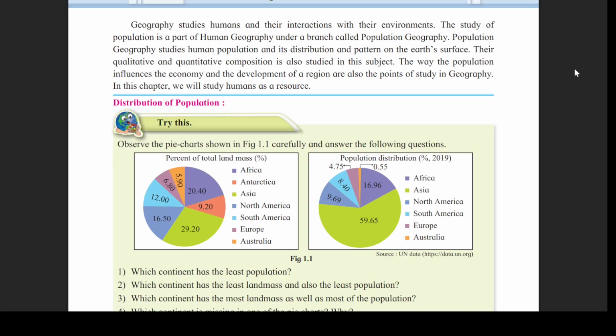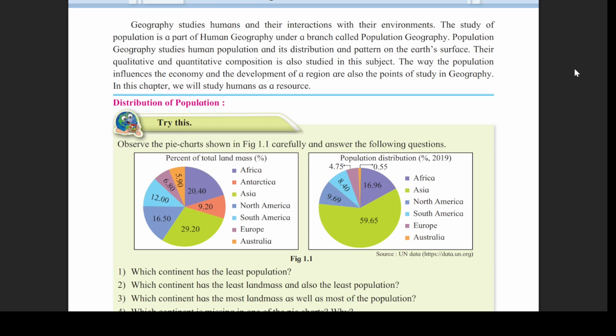Geography, Chapter 1, Population, Part 1. Geography studies humans and their interaction with their environments. The study of population is a part of human geography under a branch called population geography. Population geography studies human population and its distribution and pattern on the Earth's surface. Their qualitative and quantitative composition is also studied in this chapter.